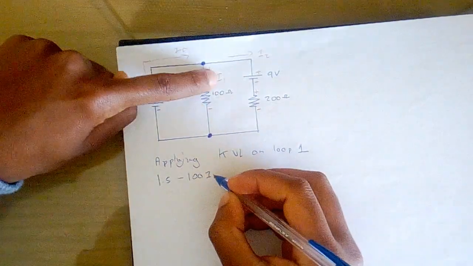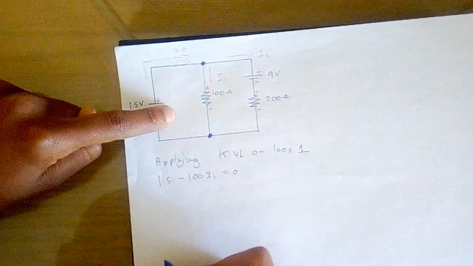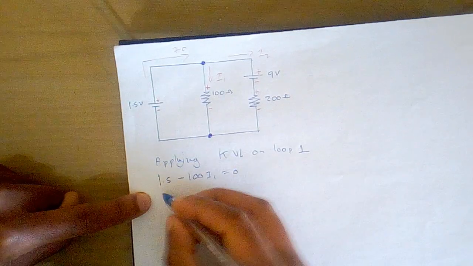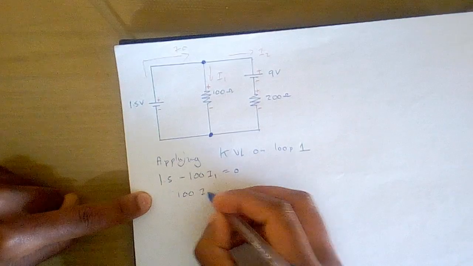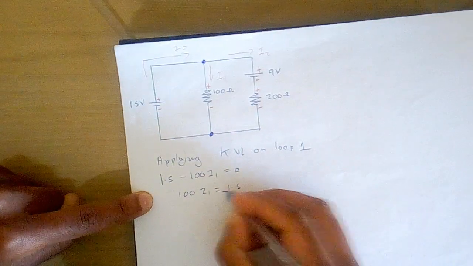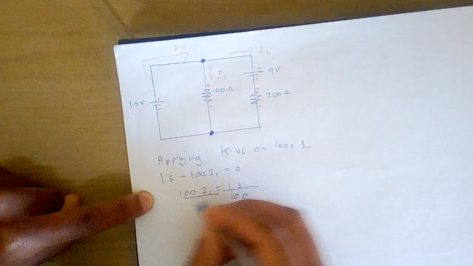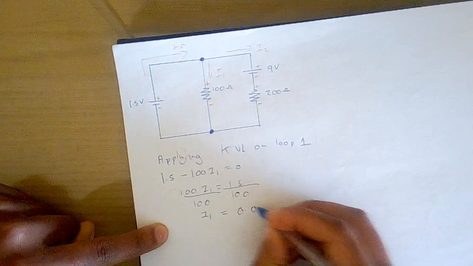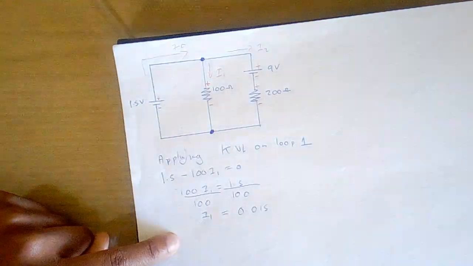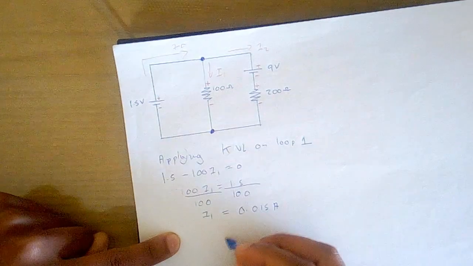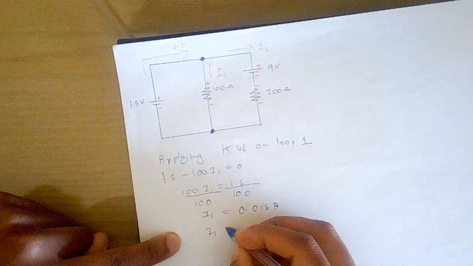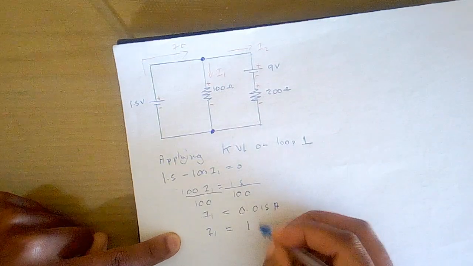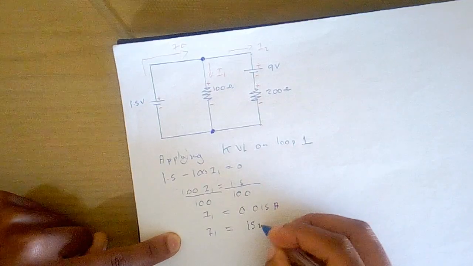This is 100 I1, remember that, equals to 0. And then since we have only this, we can just find I1, so therefore 100 I1 equals 1.5. You can just divide this by 100, divide this by 100, and I1 equals 0.015 ampere. You can also leave this in milliampere, equals to 15 milliampere.